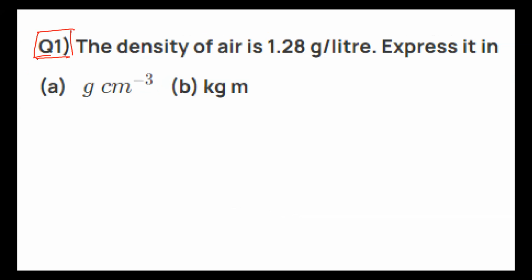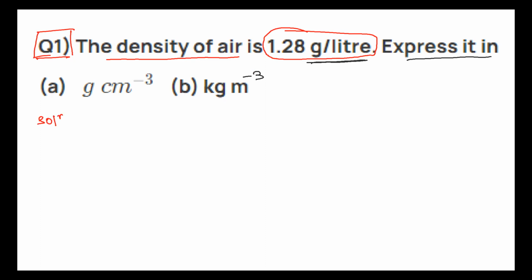Let's see what they have said. The question is, the density of air is given as how much? 1.28 gram per liter. Now this gram per liter is neither an SI unit nor a CGS unit. So what we have to do is express it in gram per centimeter cube and kg per meter cube. Let's do it together.